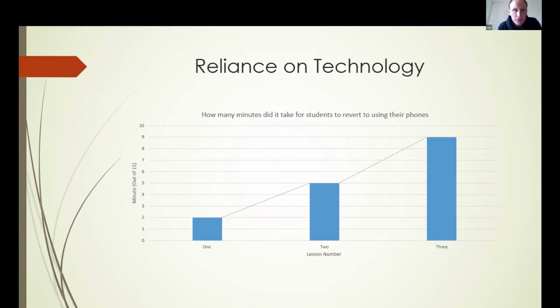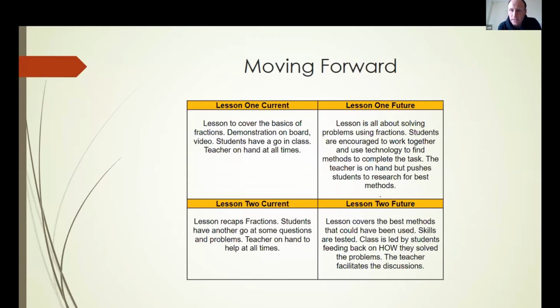Well, next year, John, please, we are going to change how we teach functional skills maths. For as long as I've been at Leicester College, 20 years, we've always had either 1 or 2 lessons a week, but it's the same format. A lesson covers the basics of fractions, for example. There's a demonstration, there's a video, there's Kahoot. The students have a go, and if anybody's struggling, I help them out as their teacher.